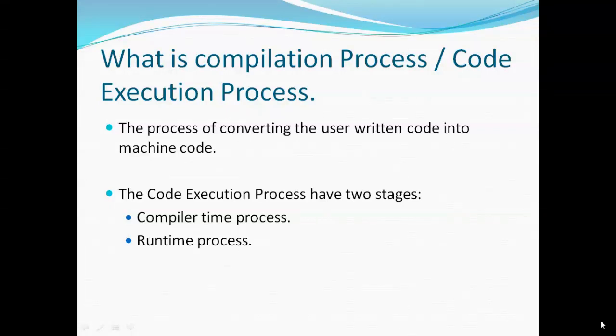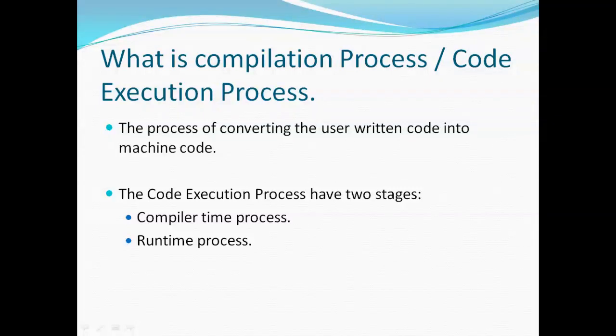In simple words, the process of converting the user written code in a high level language into machine code is the compilation process. What does it mean? The code written by the user is understandable by the user or human being, not by the machine. So the compilation process converts that code into a machine understandable or executable form. This process is done in every language. But now we will discuss how it happens in the .NET Framework.